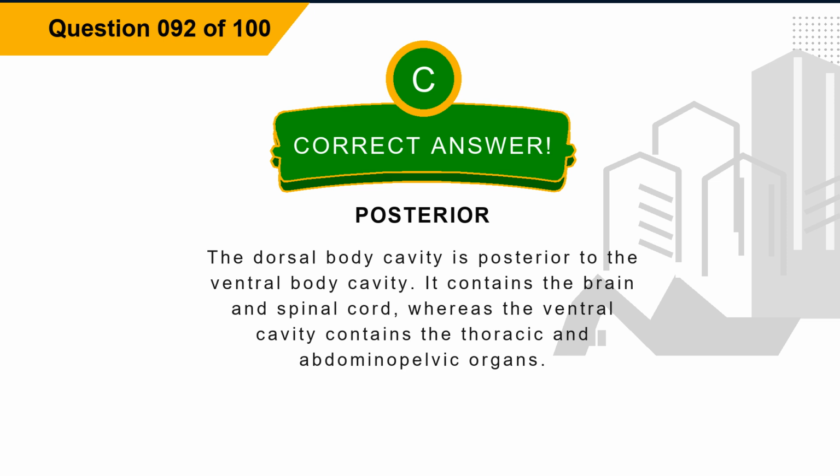Explanation. The dorsal body cavity is posterior to the ventral body cavity. It contains the brain and spinal cord, whereas the ventral cavity contains the thoracic and abdominopelvic organs.